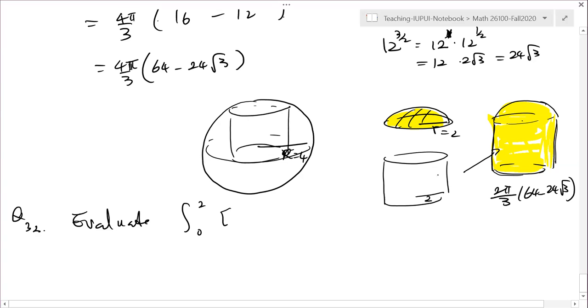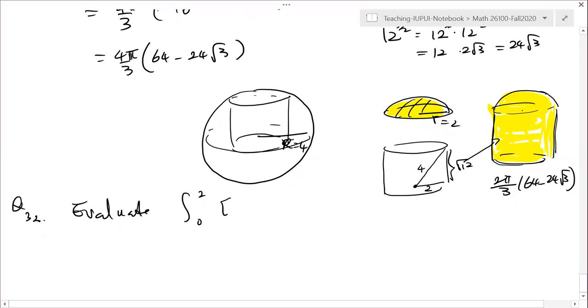So this is a 2. What is the height? The height is here, this is a 4. So it's going to be 16 minus 4, square root of 12. This is the height. The volume of this cylinder is going to be the base area times the height. By the Pythagorean theorem, you get square root of 12, because 4 squared minus 2 squared is 12. Square root of 12 is 2 square root of 3. So this is 8 pi square root of 3.